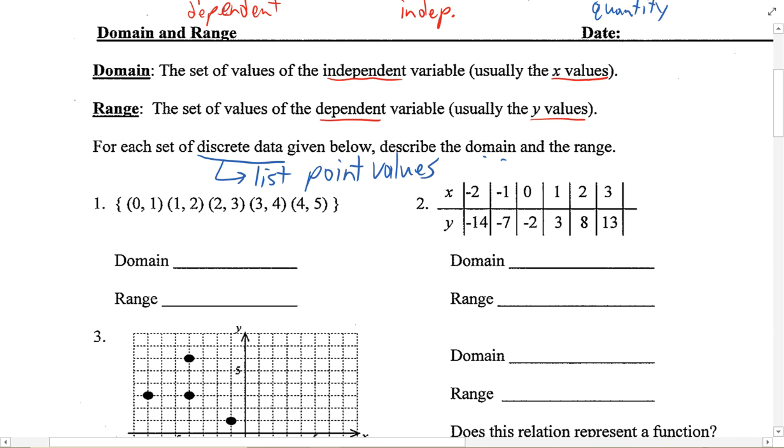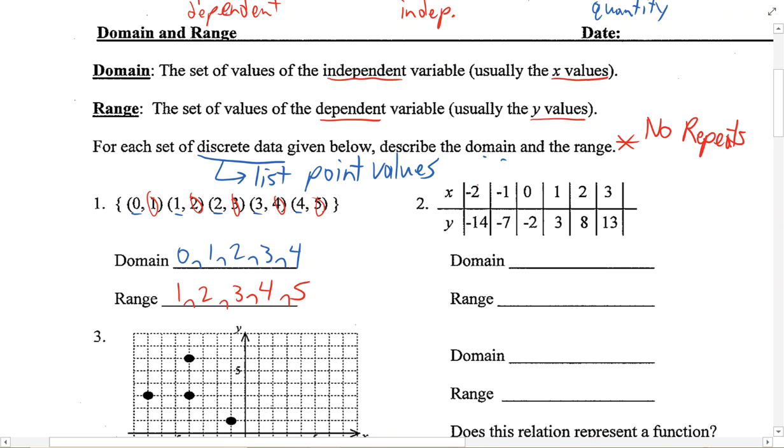It's pretty simple. Your domain is all your x values, 0, 1, 2, 3, 4, and you don't repeat anything. Done. And your range, that's your y values, 1, 2, 3, 4, 5. Don't repeat anything. In this data set nothing repeated, but if it did, we'd only write it once. So discrete data, you list your point values, and when you're graphing it, you don't connect the points. One thing to make a note of is there's no repeats.